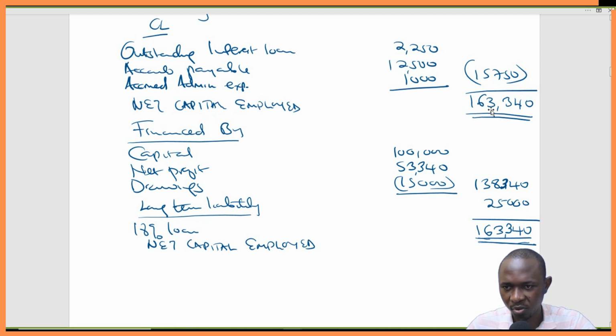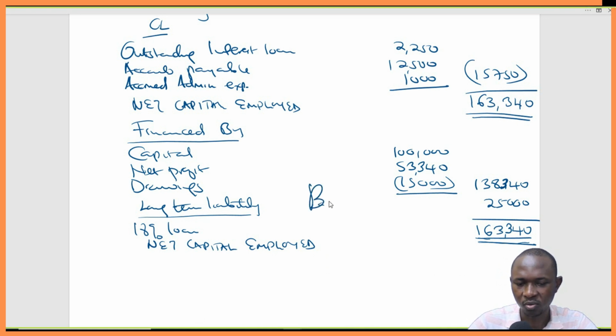So net capital employed 163,340. So this is balanced, and this should give you the 8 marks that are stipulated in the question. So that is it. That is how you go about this question should you have it in an exam.